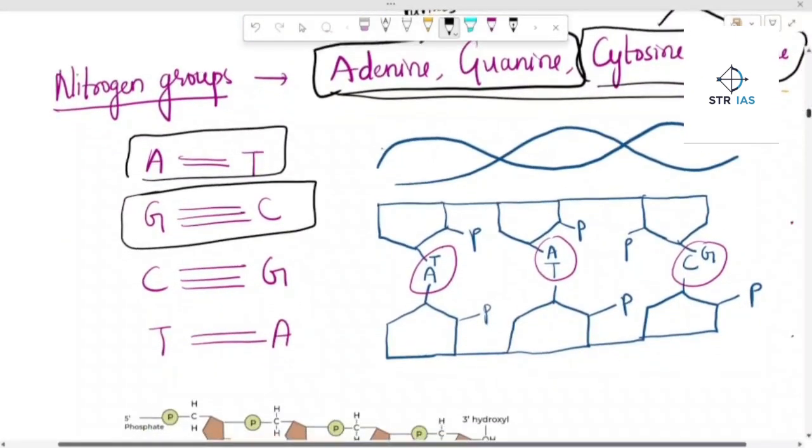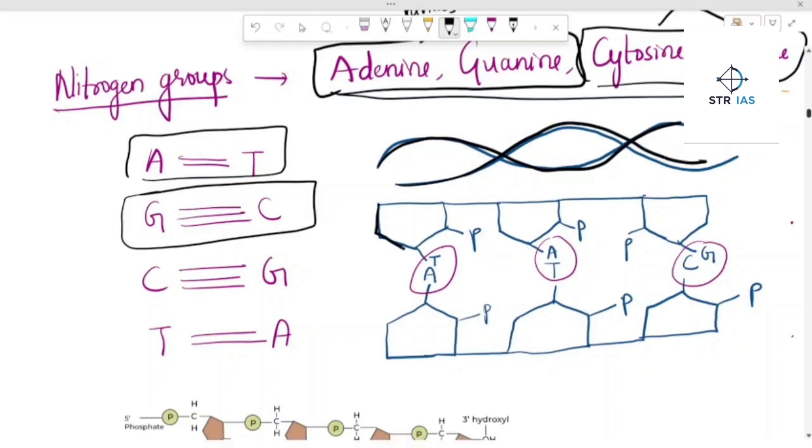So this is DNA. DNA is a double helical structure. When it comes to DNA, we can see here deoxyribose, which has 5 carbons and 1 phosphate group, and we have something called nitrogen groups, in which we have thymine, adenine, guanine and cytosine.